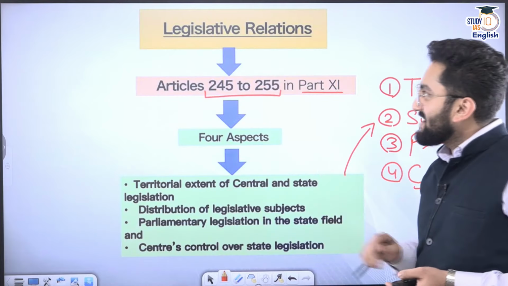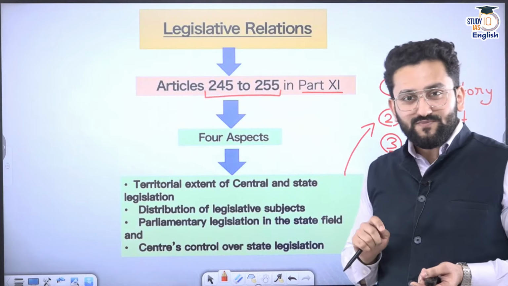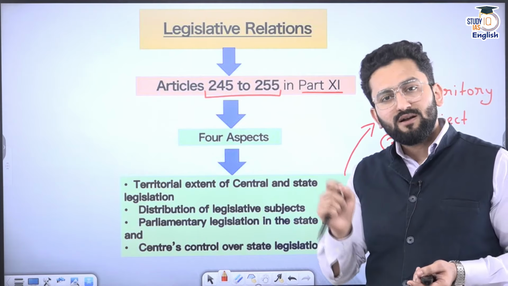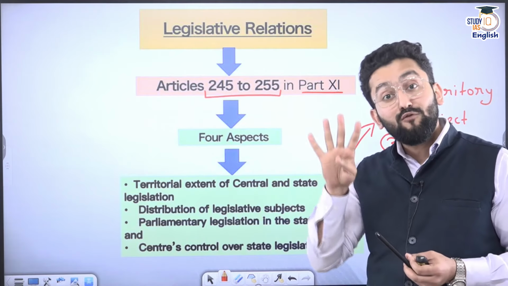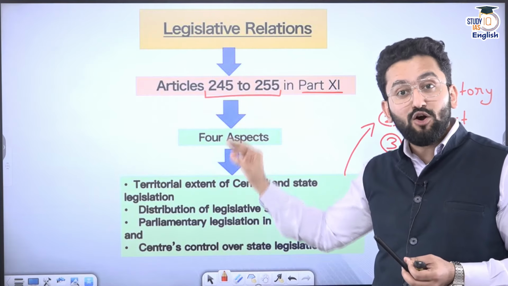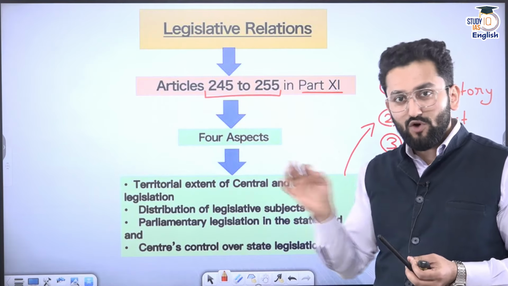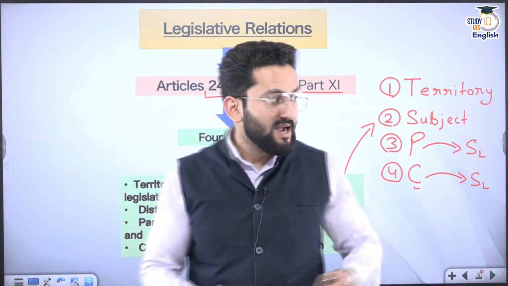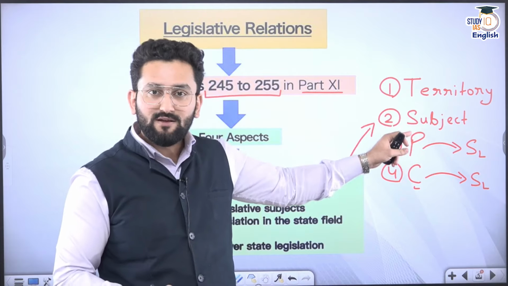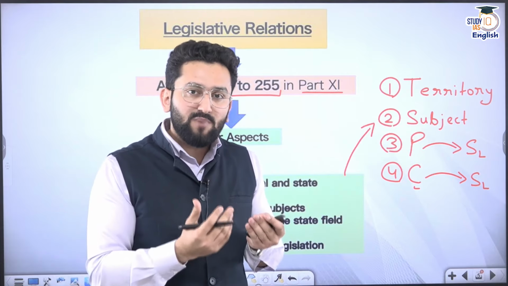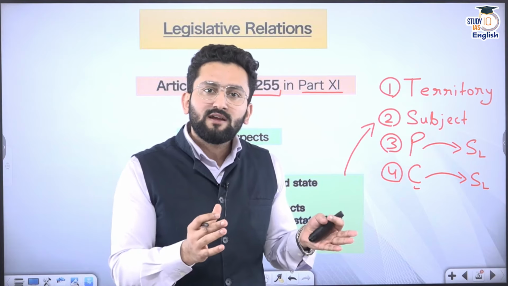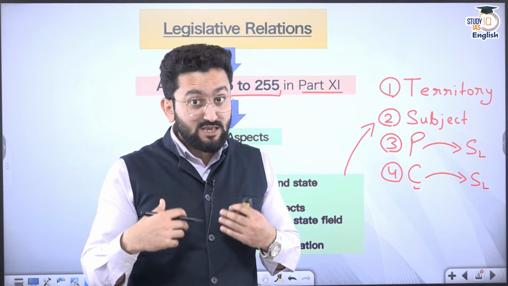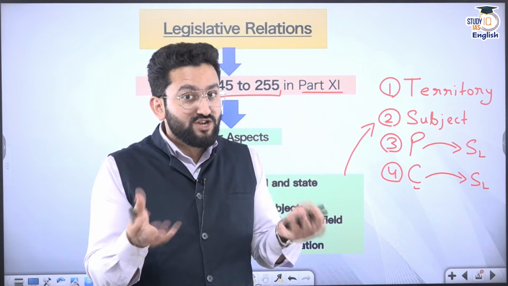Now, legislative power. These are mentioned from Article 245 to Article 255. And there are 4 aspects of division of legislative power. What are the 4 aspects? Number 1, territorial aspect. It means state legislative power is going to extend to which territory, and Parliament, that is the center, is going to have influence on which territory.